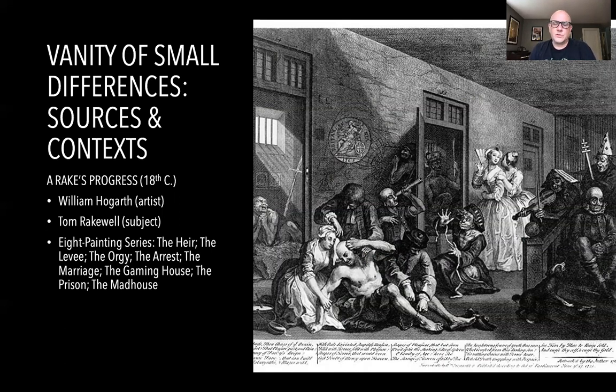There are 2 sources to the story of Tom Rakewell. One of them is an 18th century series of prints and paintings. There were 2 different versions of it, called A Rake's Progress, created by an artist by the name of William Hogarth. Tom Rakewell is the subject in that particular one. Tim Rakewell in Vanity of Small Differences comes from Tom Rakewell in A Rake's Progress.